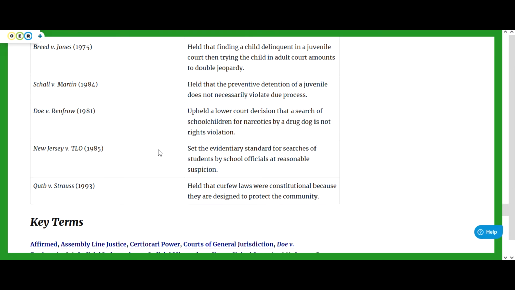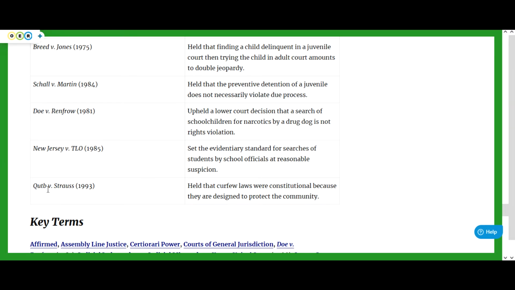So this one, if you've been in elementary, middle, or high school since 1985 when this happened, you're familiar with this. New Jersey versus T.L.O. It's the evidentiary standard for searches of students by school officials at reasonable suspicion. This is where locker checks and everything, either by a resource officer or by a school official. This is where those standards for what is classified as reasonable suspicion to search a student's private property as well as school property. So this is a big one.